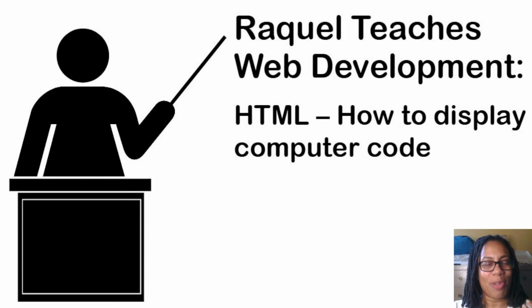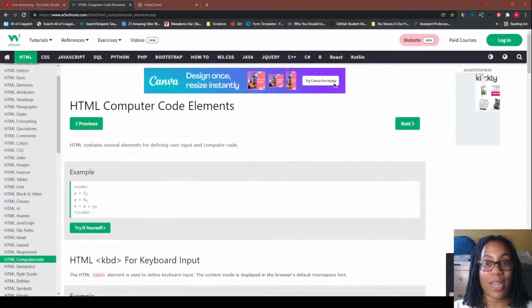My name is Raquel, and today I'm going to be showing you how to use HTML to display computer code on a web page. This lesson is based on the lesson that's available at W3 Schools. I'm going to show you where that is here on the browser, and you'll also see a link for this tutorial in the description for this video. So I'm going to go through how to use these elements to display code.